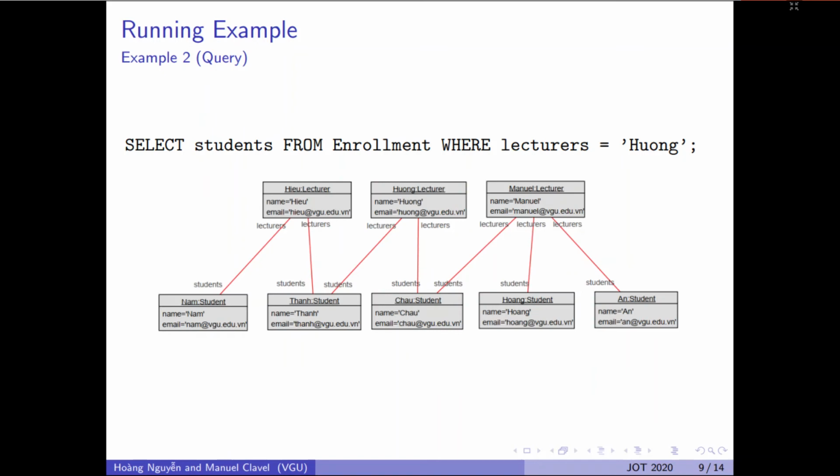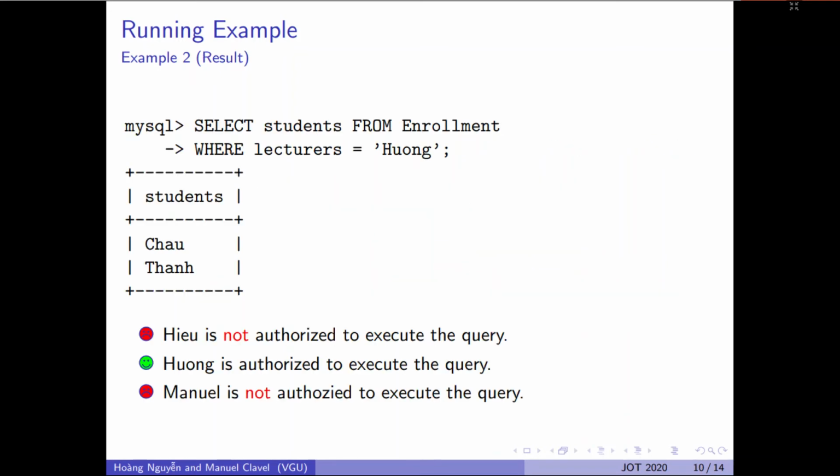Consider the next SQL query. Select student from enrollment where lecturer is equal to Hương. Given the scenario as above without any security enforcement, the result would be the name of the student, or to be precise, the ID of the student who enrolled in lecturer Hương's class. Using our model-based characterization, the result would be an error signaling for any lecturer that is not Hương attempting to execute it.